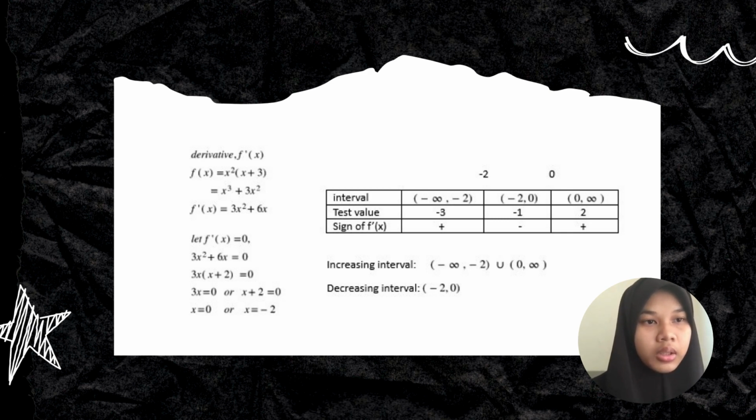As you can see on the table, if the sign is positive, the interval is an increasing interval. If there is more than one, you need to put a union between them. For the decreasing interval, there is only one, which is -2 to 0.